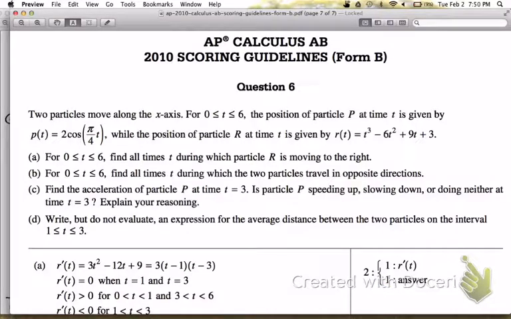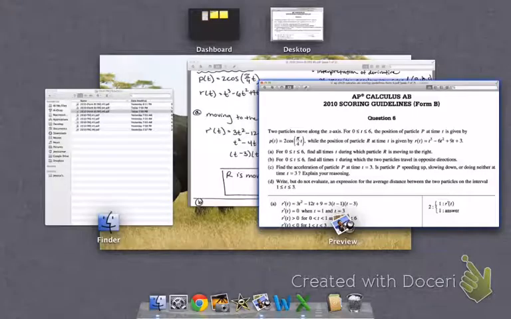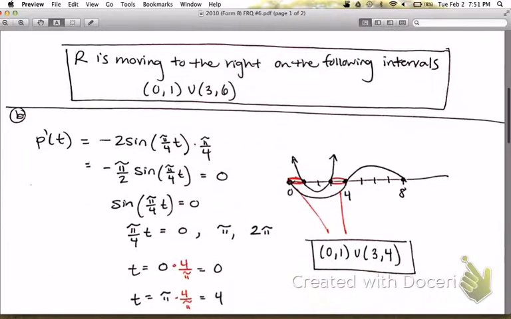Part B. For the same interval from 0 to 6, find all times t during which the two particles travel in opposite directions. So essentially here they want to know, where is p moving to the left when r is moving to the right, and vice versa. So where are they moving in opposite directions? We already found the derivative of r and found the zeros of that. Now we need to find the derivative of p of t and find the zeros of this function. And then we'll just compare wherever one's above the x-axis versus wherever one's below the x-axis. And wherever they're opposite, that would be where they're moving in opposite directions. So let me show you all at once.